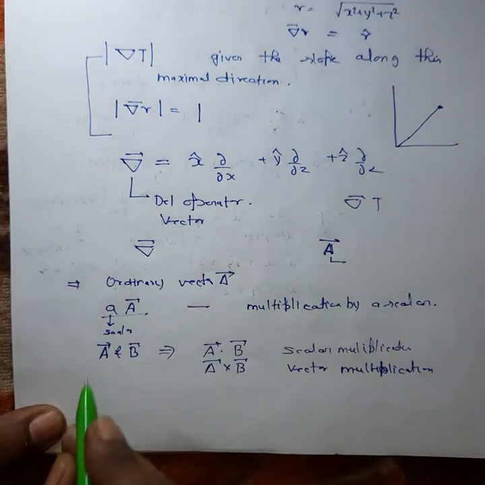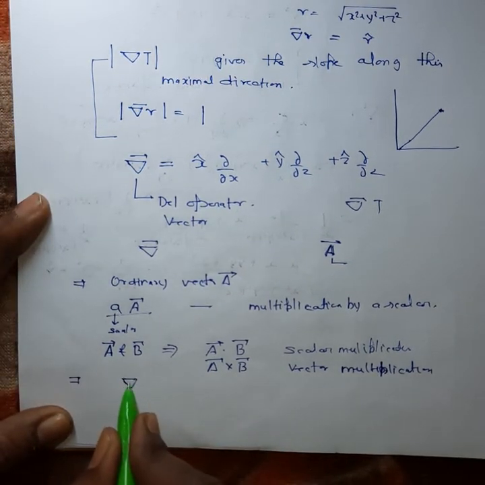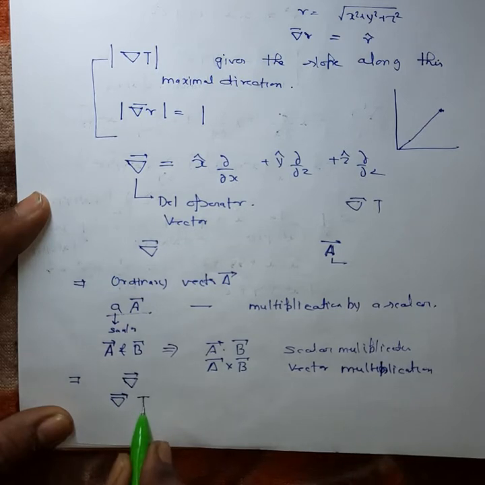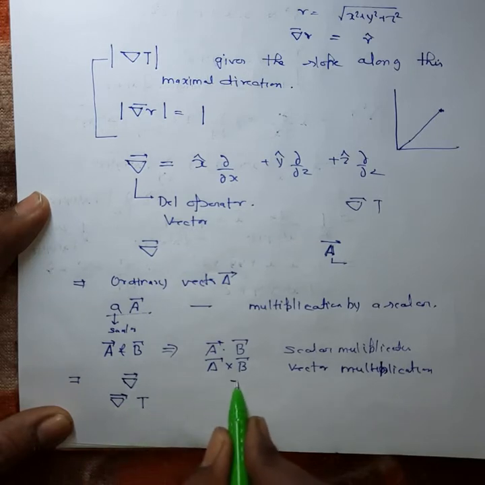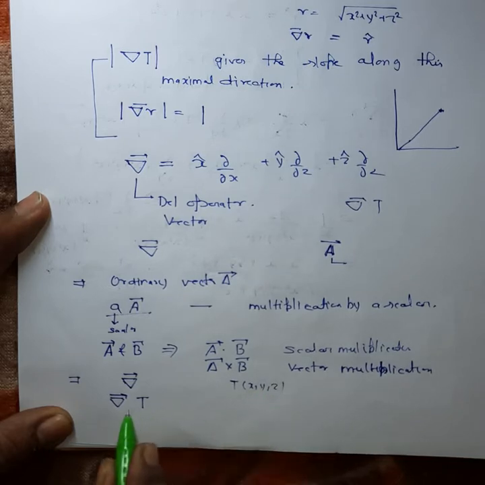So similarly, you can multiply the del operator in three ways. You can multiply del with a scalar function, where t is a function of x, y, z, that is a scalar function. So that is called gradient.